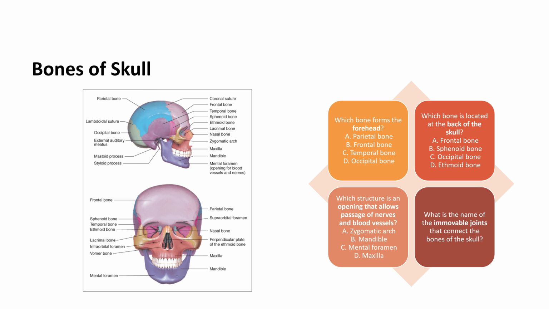All right, let's go over some bones of the skull questions for you. Just go ahead and use the graphic as reference. Which bone forms the forehead? We just went over this. Your parietal bone, your frontal, your temporal, your occipital. Which bone is located at the back of the skull? Your frontal, your sphenoid, your occipital, or your ethmoid bones?